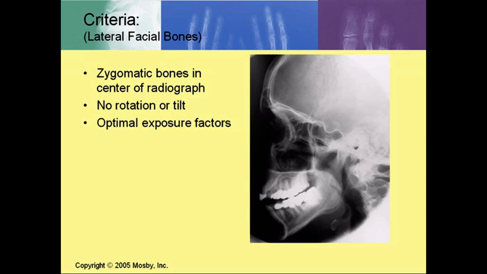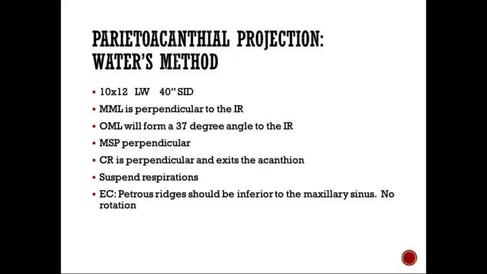As we look at this, the zygoma should be in the center of the radiograph. We want no rotation, evidenced again by that anterior-posterior displacement, no tilt, evidenced by a superior-inferior displacement, and of course optimal exposure factors to include all of the facial bones, including, as seen here, the mandible.